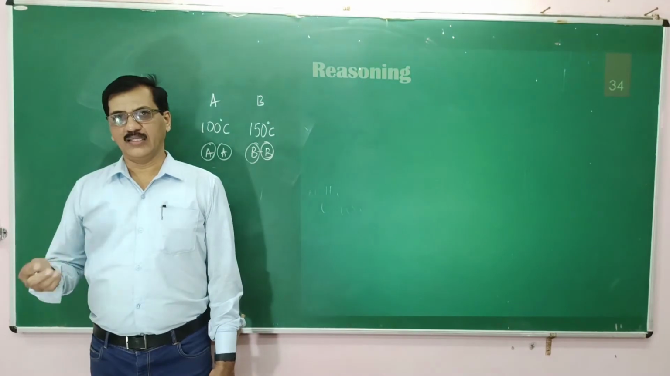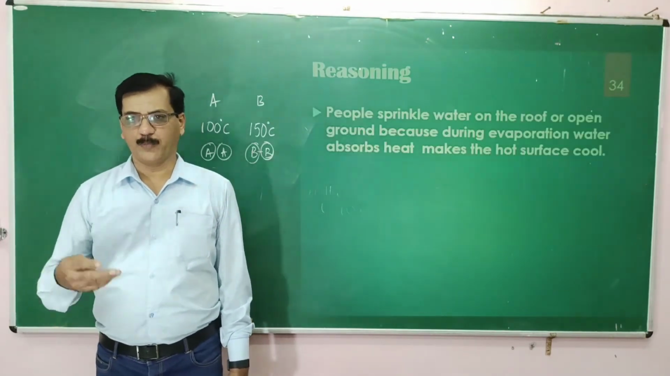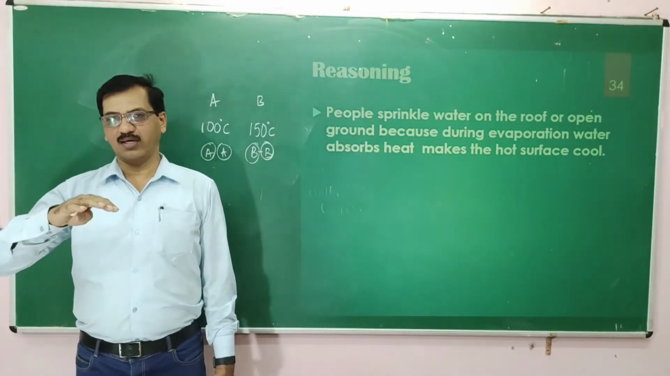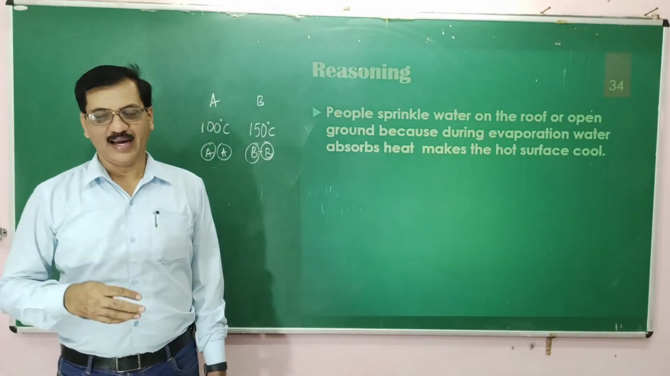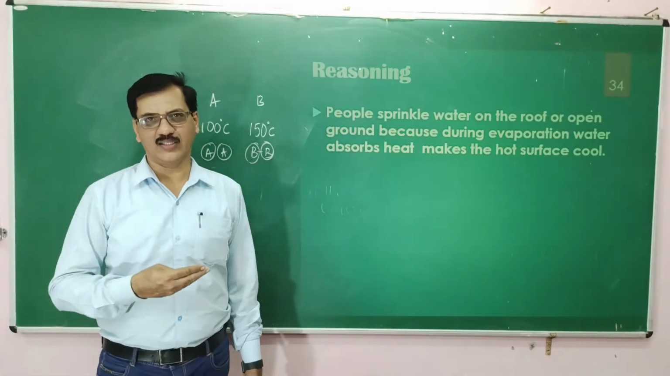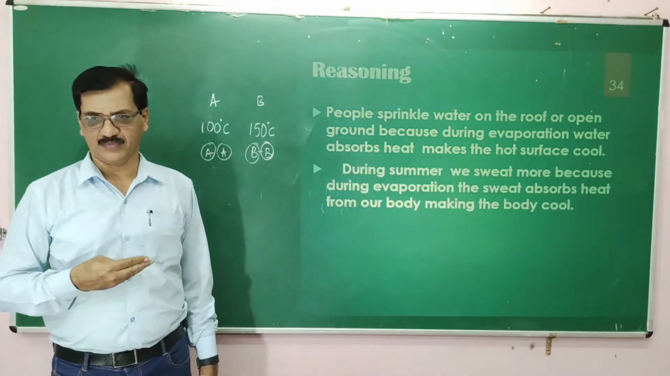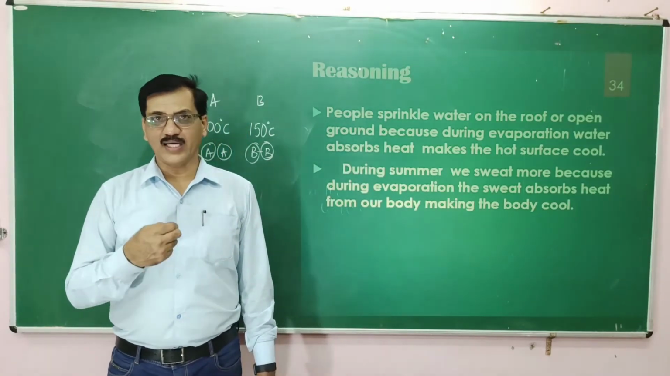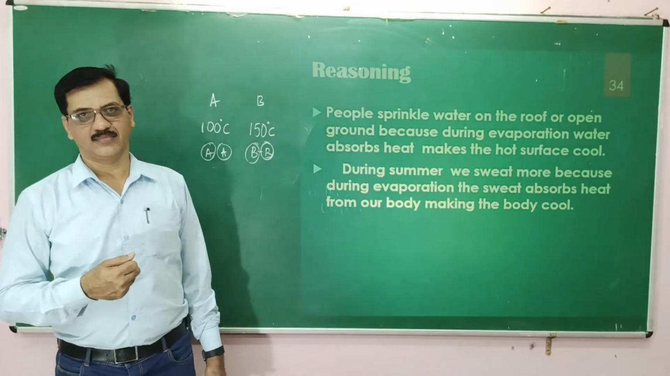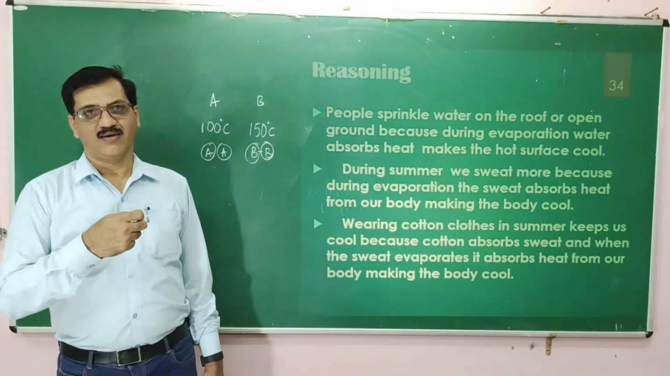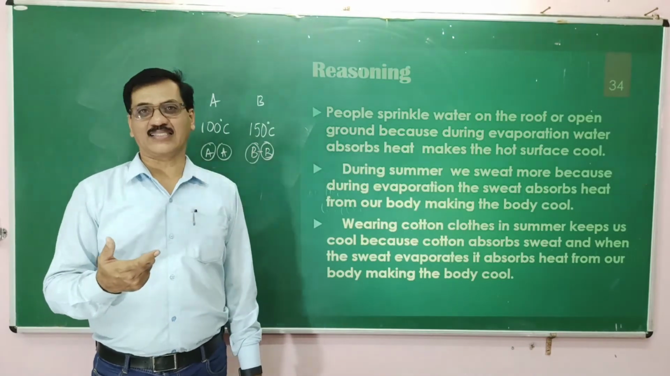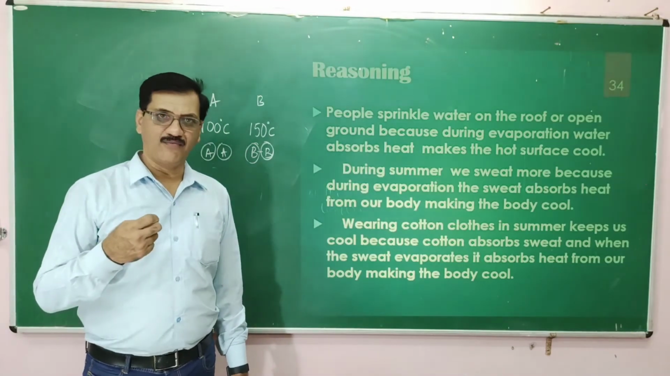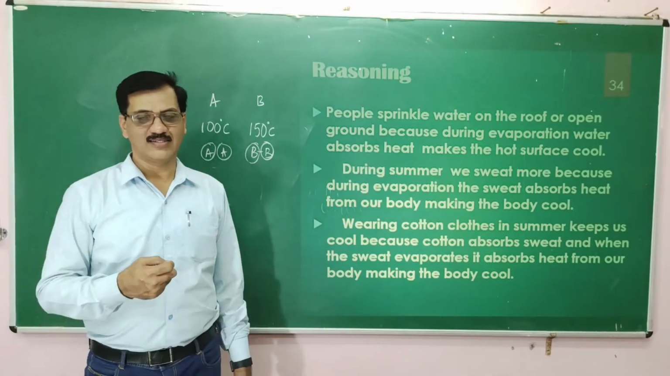So in the summer season we spray water on the roof, and it reduces the temperature. It is because of evaporation again. These are all the things that we do in day-to-day life. And during summer again we wear cotton clothes. Sweat is absorbed by the cotton, and because of this the cooling effect is more enhanced. Evaporation leads to cooling, and because of that we wear cotton clothes during summer.